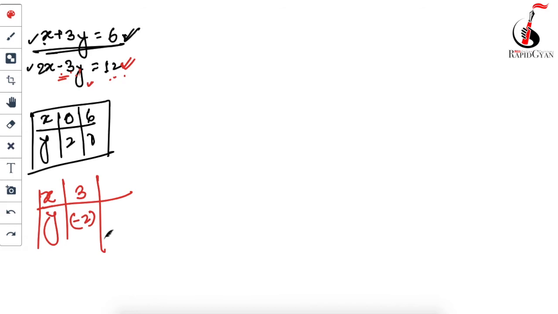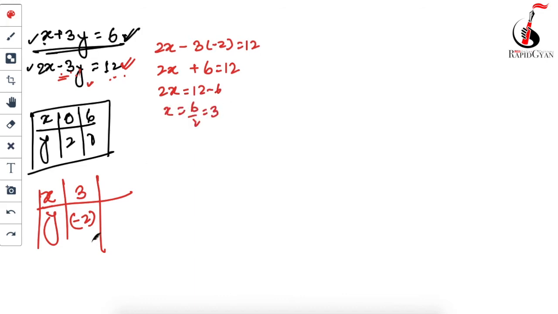Okay, guys, if you have any doubt how I have solved it, I will show it over here. See here what I have done: 2x minus 3 times minus 2 equal to 12. So this is 2x plus 6 equal to 12. So 2x will be equal to 12 minus 6. So x will be equal to 6 upon 2, which is equal to 3. So in this way I found the value of x equal to 3. Okay, so I will just rub it because I need space to draw the graph. That's why I am rubbing it.